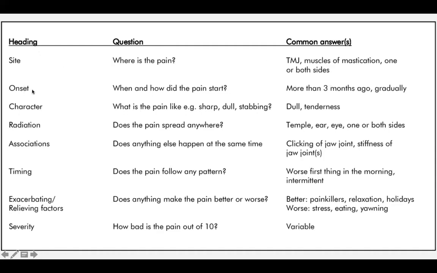For example, onset, how to ask a question about onset. When and how did the pain start? So the answer will be gradually, or it started 6 months ago or 2 years ago. I had pain, but it went on and off, and this and that. So these are the questions.